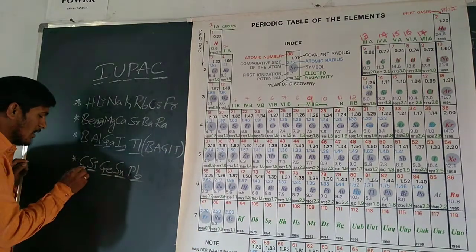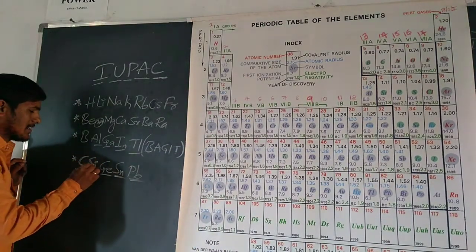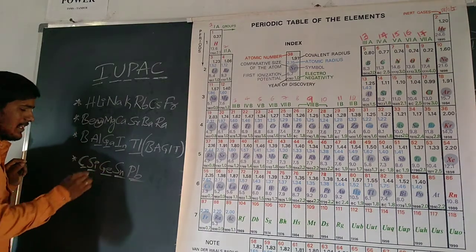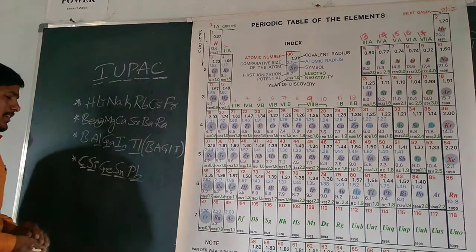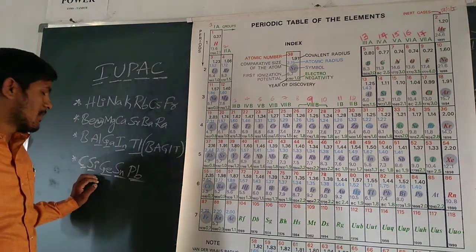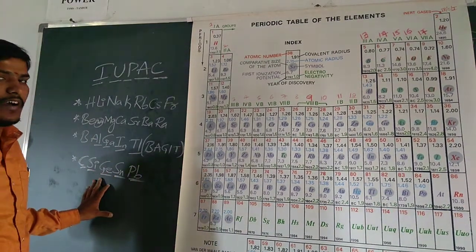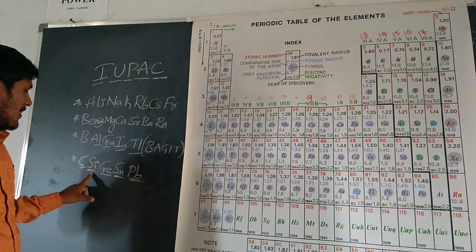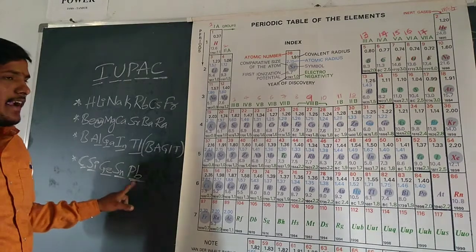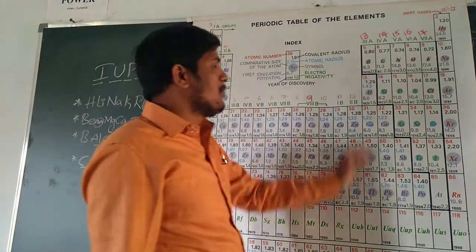That is, C means college, Si means silicon here. College students get some problems. By using this code, you are able to remember all these 14th A or 4th A group elements, that are carbon, silicon, germanium, tin and lead.